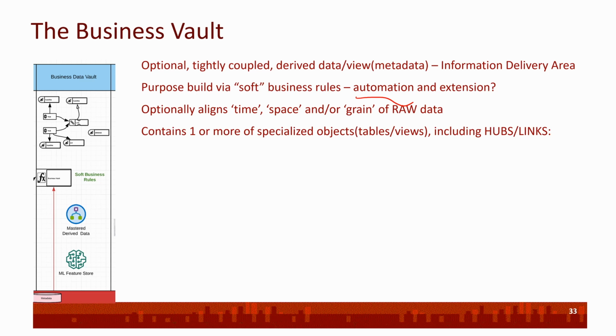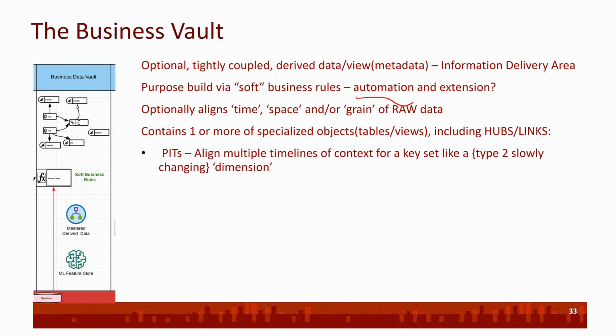You can have those be hubs and links. You can derive your own hubs and links in the business vault as well. The number one use case I see is the PIT table. The PIT table is a point in time table, and it aligns multiple timelines.